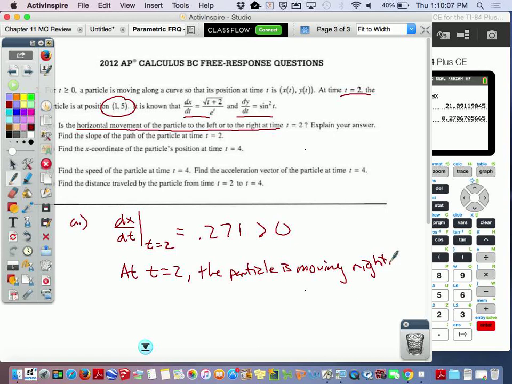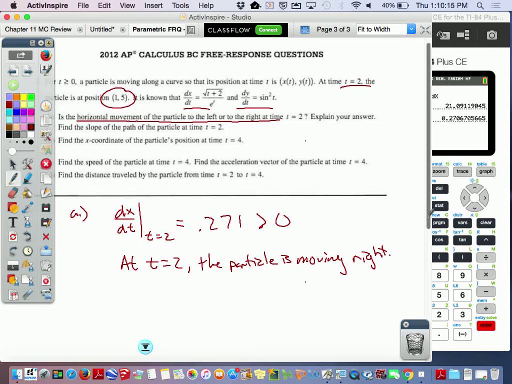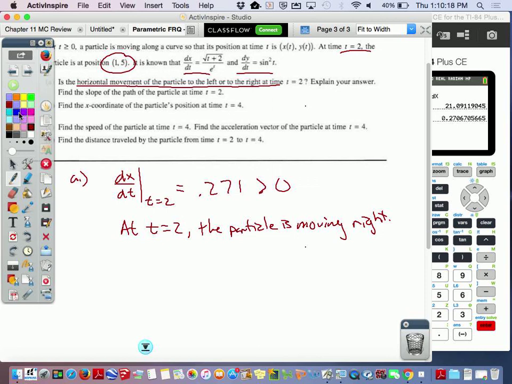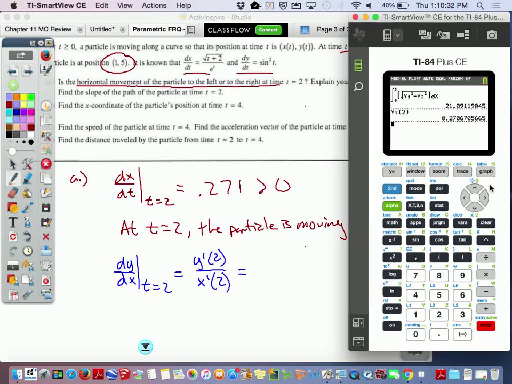Then we have another part to this question. The other part of the question is saying, find the slope of the path of the particle at time t equals 2. Whenever we're talking about slope, we're talking about the slope of the tangent line. So that means we need to find dy dx at t equals 2. And that's going to be equal to y prime of 2 over x prime of 2. And we'll have our calculator do that.